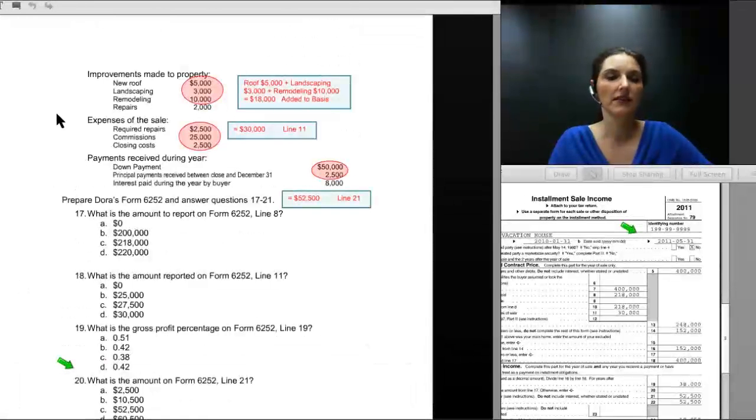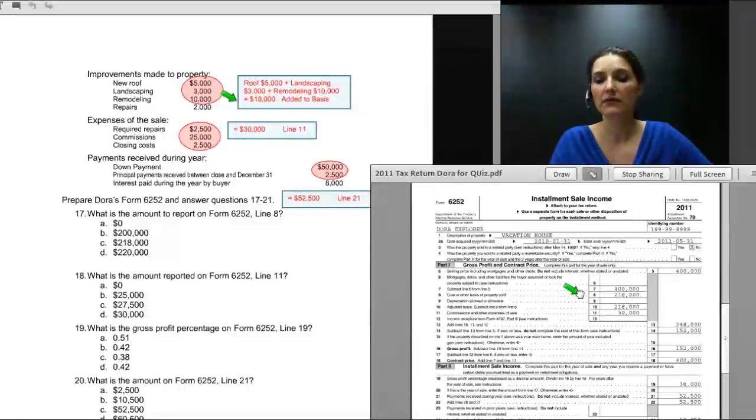basis. And on the next page, we tell you that she had the following improvements: the new roof, the landscaping, the remodeling, and the repairs. Repairs, of course, do not add to the basis in property, but the new roof, landscaping, and remodeling do. If we add those amounts up, we get $18,000. $18,000 of improvements added to the purchase price of the home of $200,000 gives us a cost basis in the home of $218,000. Dora has never depreciated the property, so where it asks on line 9 for an entry for depreciation allowed or allowable, line 9 is blank.